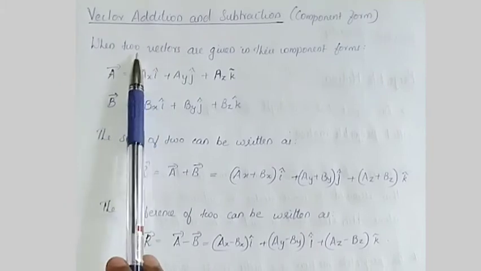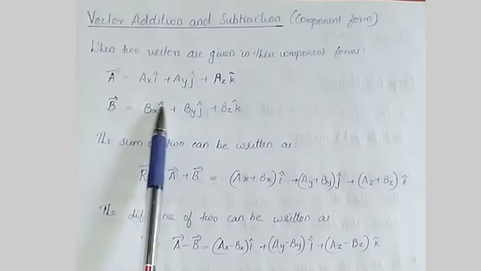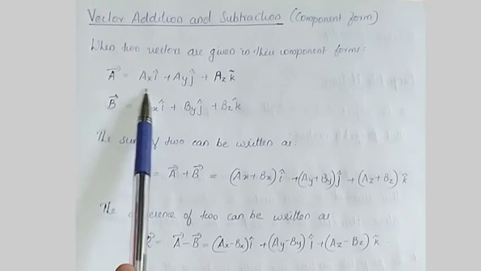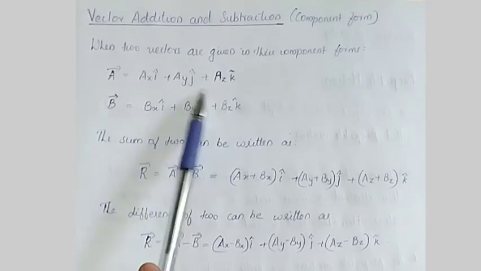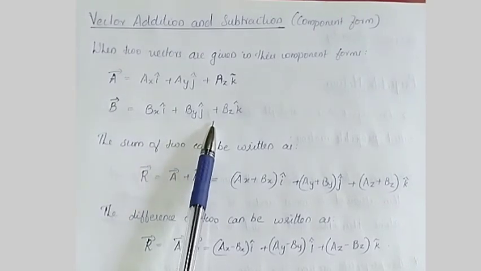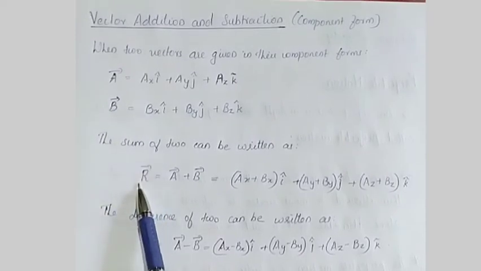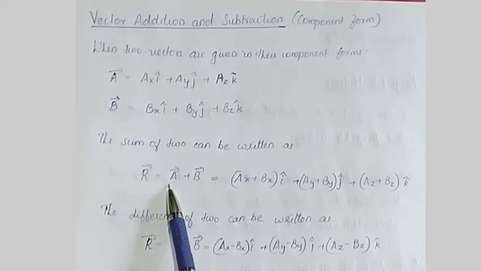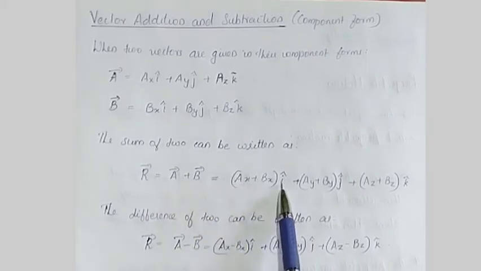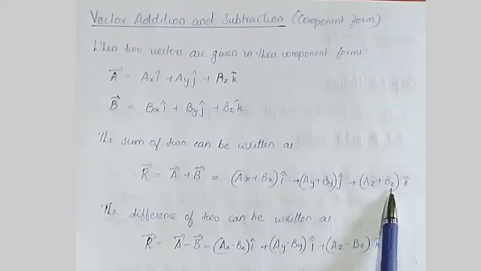Now we will see how we can add two vectors and subtract two vectors when they are given in their component forms. Suppose we are having two vectors, vector A is equal to Ax i cap plus Ay j cap plus Az k cap, and vector B is equal to Bx i cap plus By j cap plus Bz k cap. To add these two vectors, we write the sum as r is equal to vector A plus vector B, which is equal to Ax plus Bx i cap plus Ay plus By j cap plus Az plus Bz k cap.